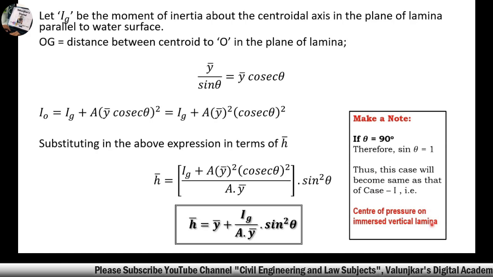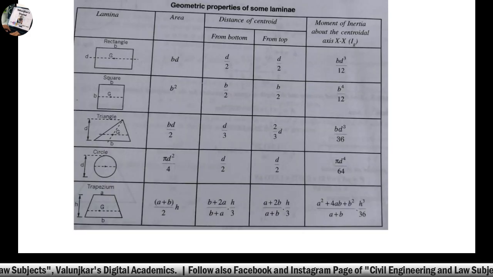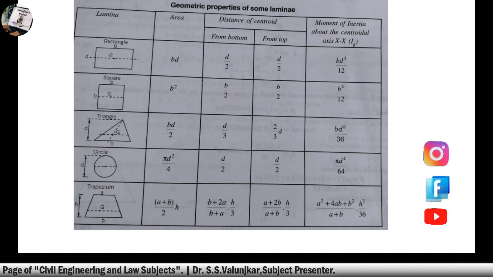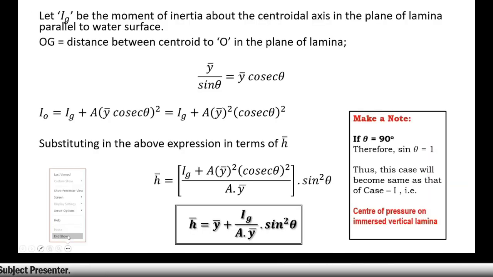Okay, so let us conclude our topic today, and tomorrow we will take some numericals on this particular subject. Before concluding today's lecture, let us have a look at the geometric properties of different laminae that we are going to use in the subsequent lectures, namely rectangular, triangular, circular, trapezoidal and square also. Please note down their respective areas and the distance of the centroid from the free water surface or free liquid surface. Let us conclude the lecture today.